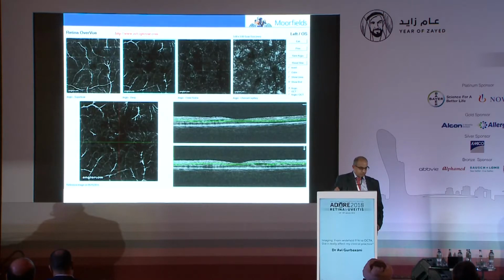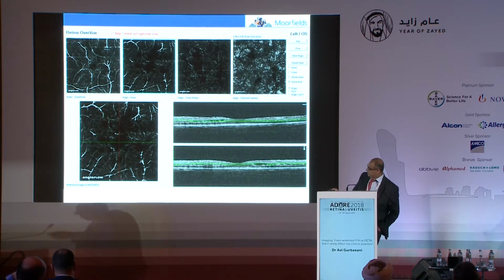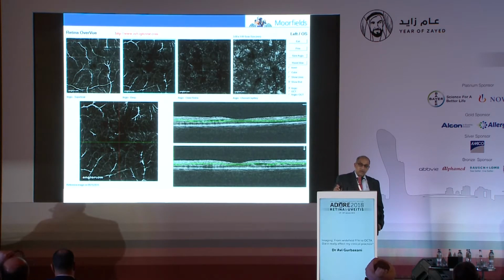Again, this is the diabetes patient, and you can see that in the center where there is a loss of flow in the OCT, you can see the OCT is thinned, and similarly there is a loss of flow in the OCT angiogram, and you can see that the blood vessels do not show up as easily.